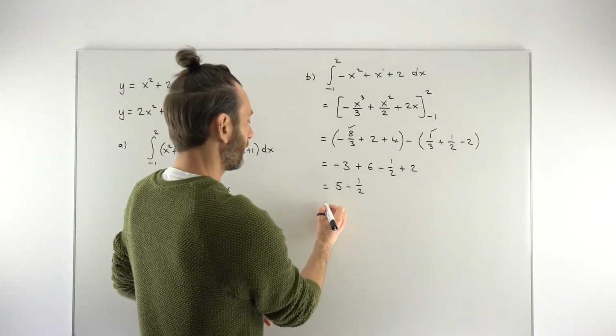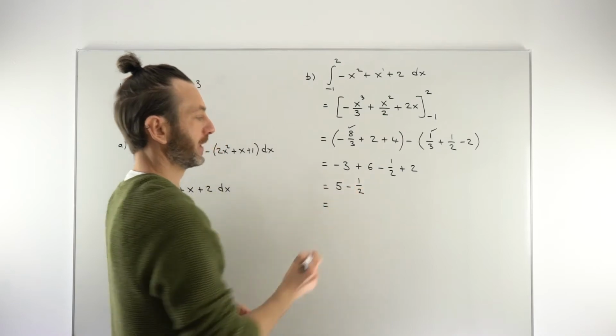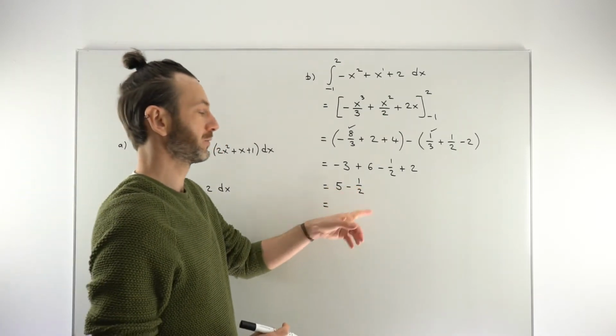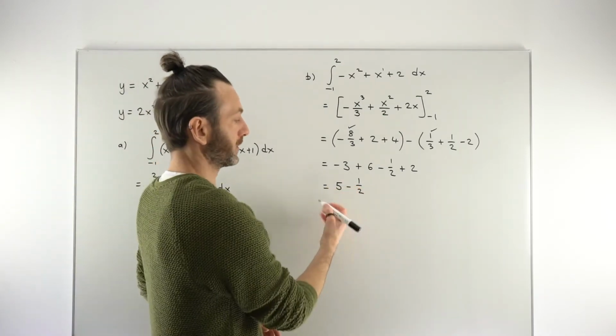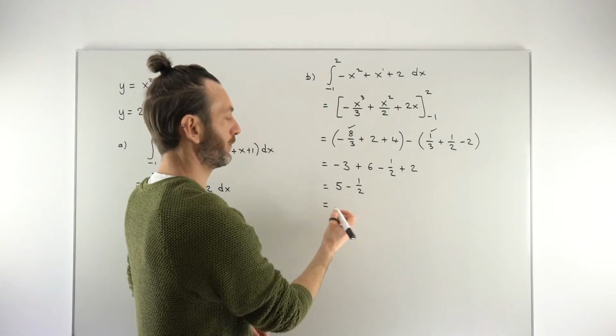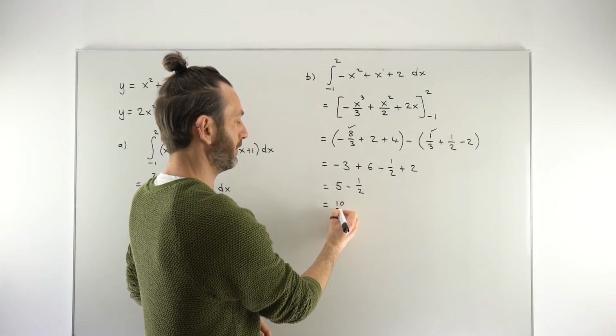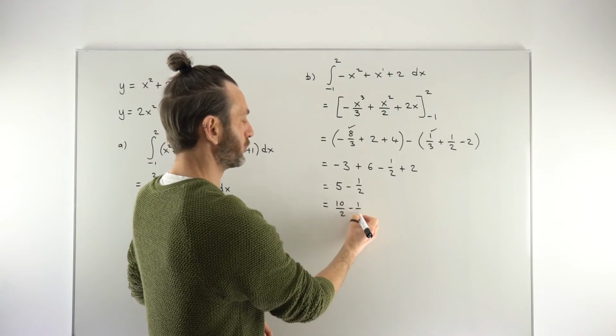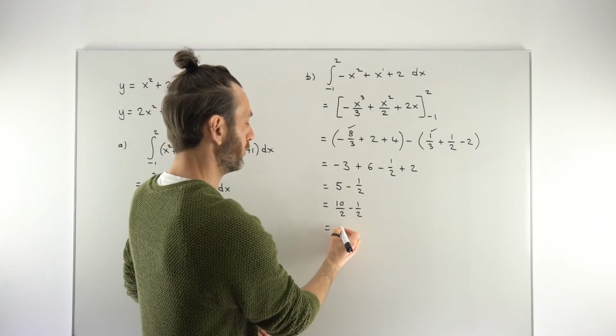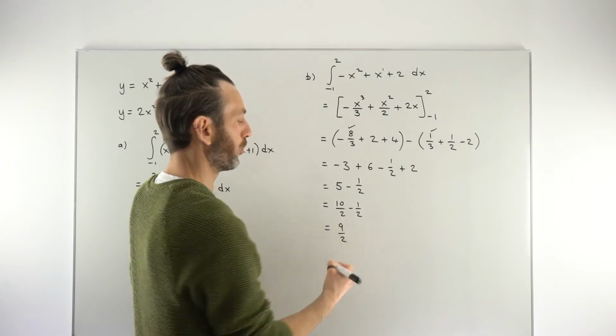And just taking that forward, it's up to you how you want to finish this off. That's going to be 5 minus 1/2, which is 4.5, using a mixed number, or you could use a decimal, 4.5. If you wanted to use it as a fraction, then the 5 would have to become 10 over 2. So 10 over 2 minus 1 over 2 gives us 9 over 2, or 4.5.